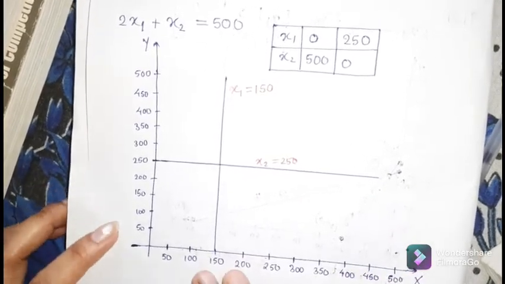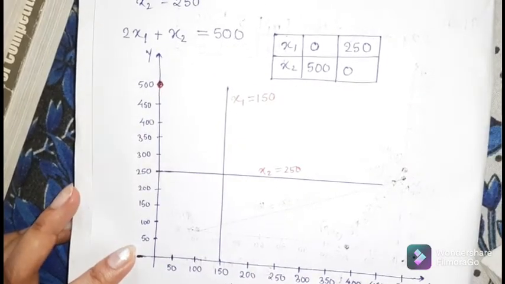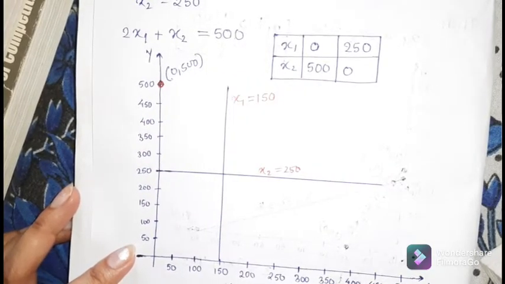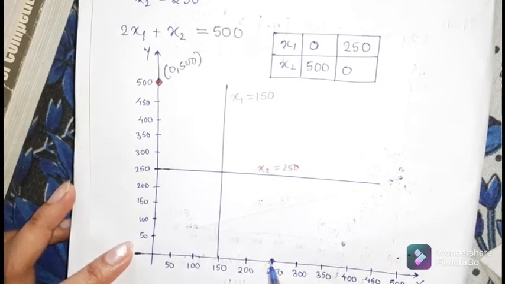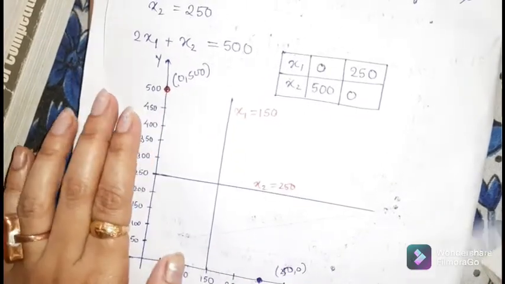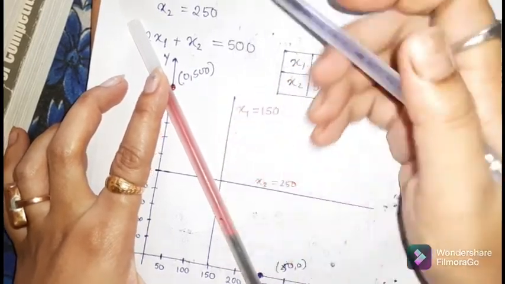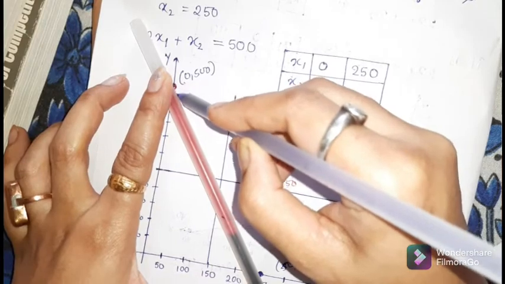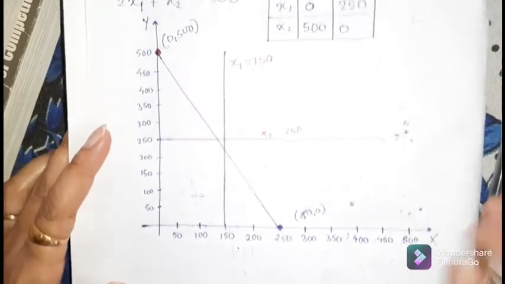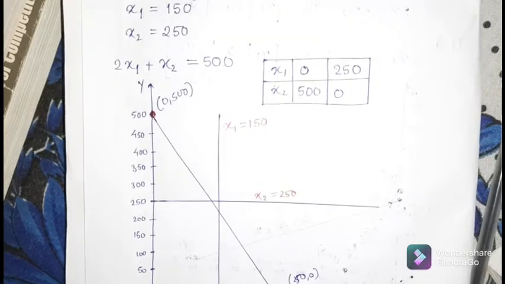Next we have x1 0, x2 500. This one is 0, 500. Next 250, 0. This is your 250, 0, and it comes out like this. This is the graph we get.